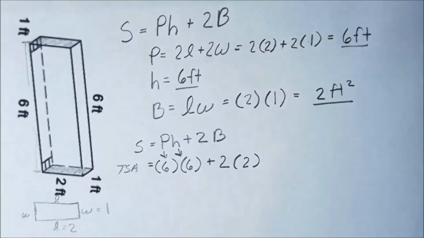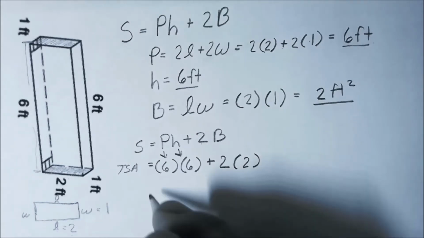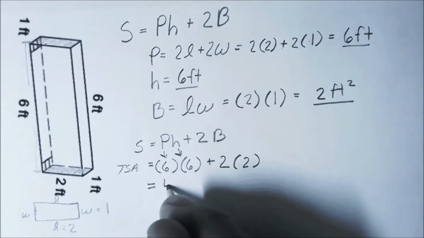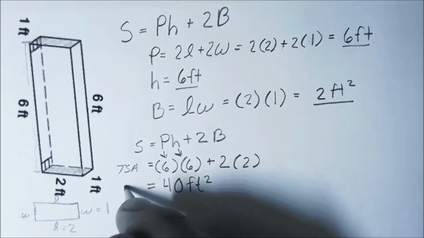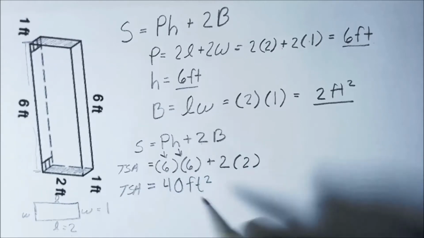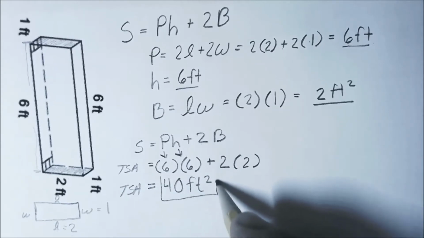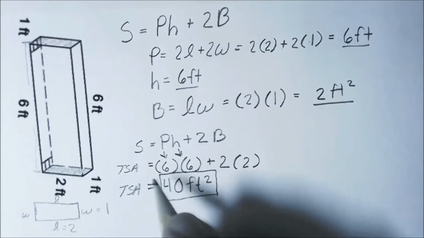So then we can go ahead and write that down. That's a clean, even number. We don't have to worry about approximating. 40 feet squared. And that is our total surface area. And we can go ahead and box that. That's our answer for our total surface area.